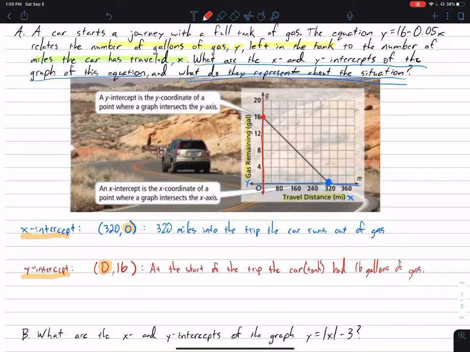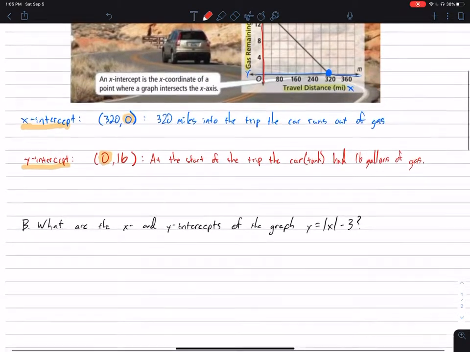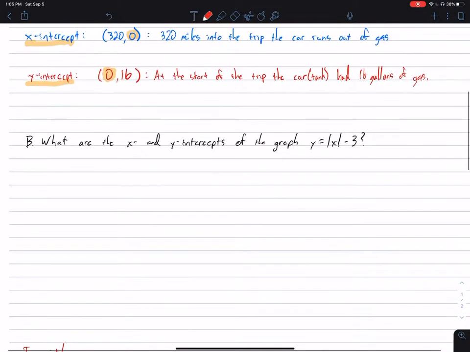Again, are there other ways to phrase that? Absolutely. However you want to phrase it is fine. The main thing to remember for this type of question with dealing with X and Y intercepts is for X-intercepts, your Y is 0, Y-intercepts, your X is 0. Okay, they're always opposite.